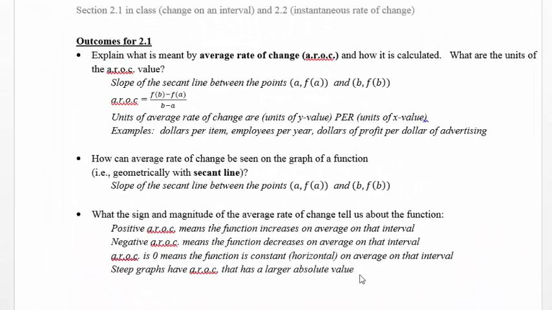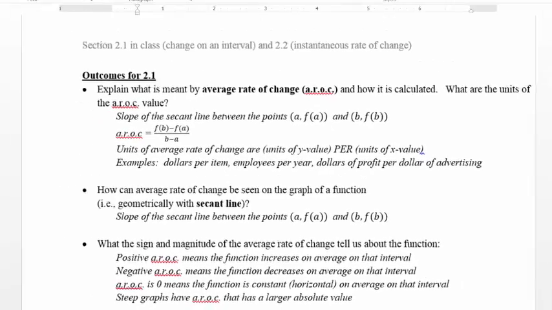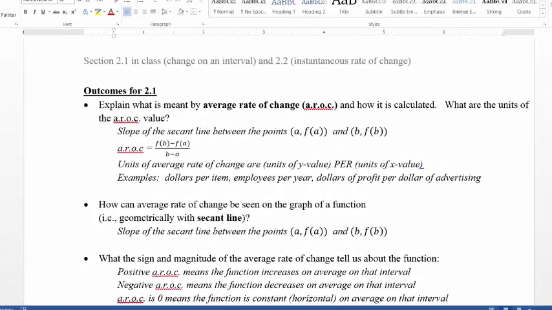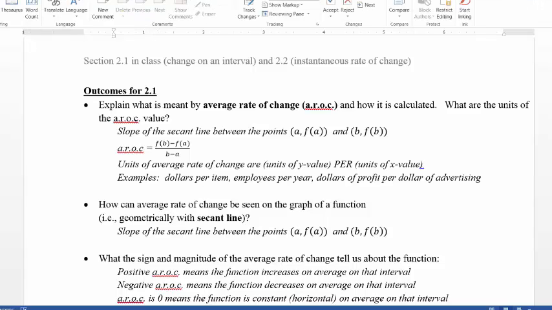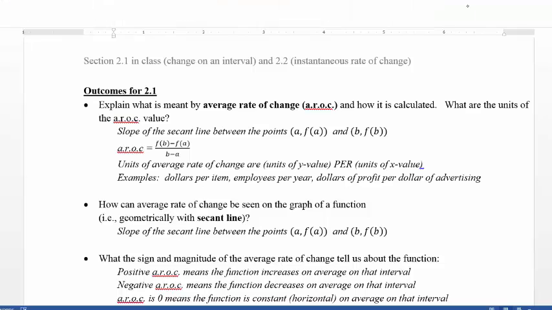This is Unit 2, Day 1. We're going to talk about average rate of change and introduce the idea of instantaneous rate of change. So first of all, it should be review the idea of average rate of change. Average rate of change is simply the slope of a line that connects 2 points on a function.